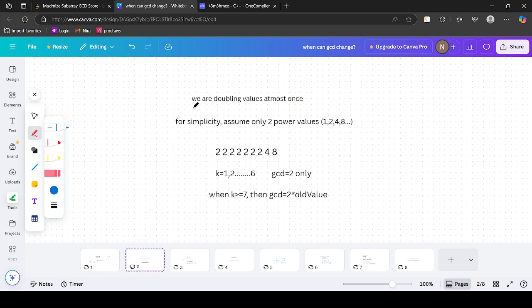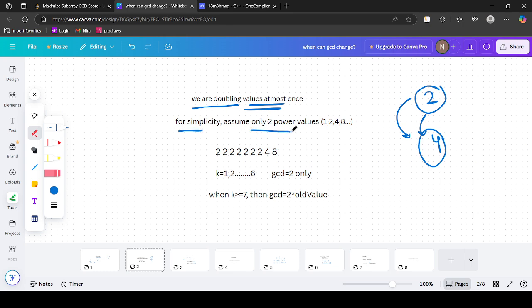And what can be the maximum GCD possible? We are doubling the values at most once, right? So obviously the GCD can multiply by 2, because the simplest assumption is the value is 2 and k is equal to 1, so obviously we'll double it. So the maximum GCD possible is 4. So obviously the answer can only be twice the maximum.